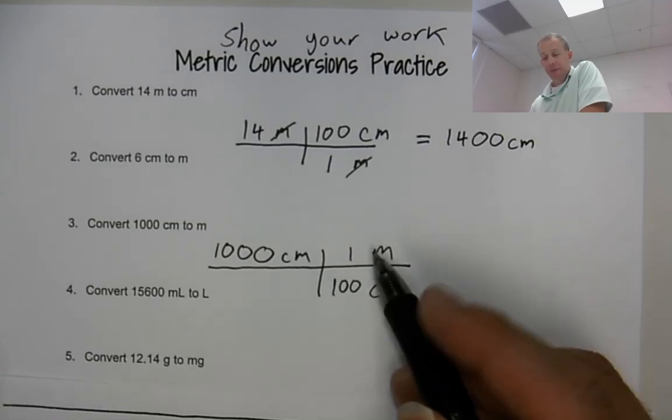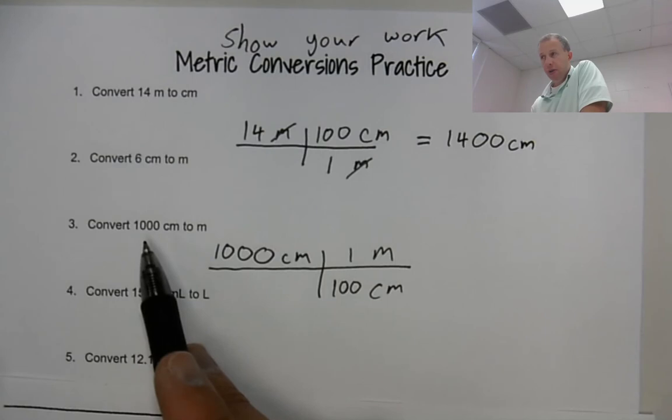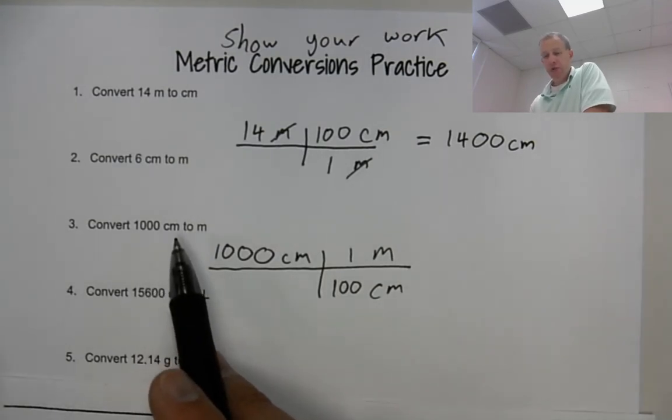It's equal to 1 meter. These are equal. Remember, we're not changing the initial physical object. We're simply changing how we note it. We're just changing the unit by which we're measuring it.